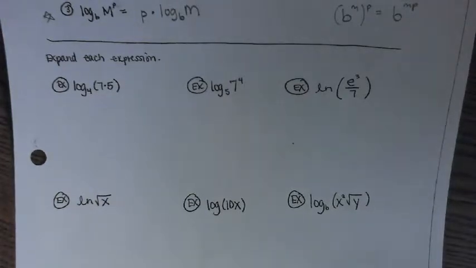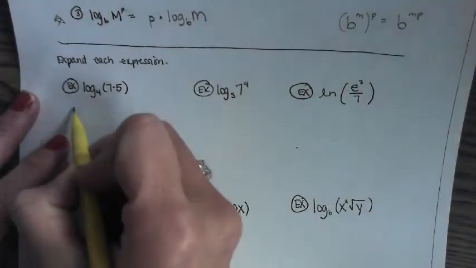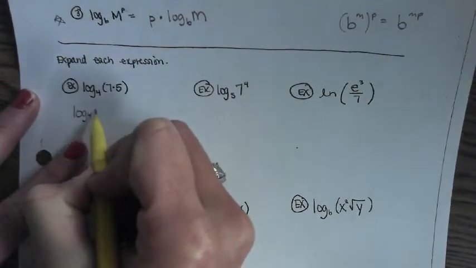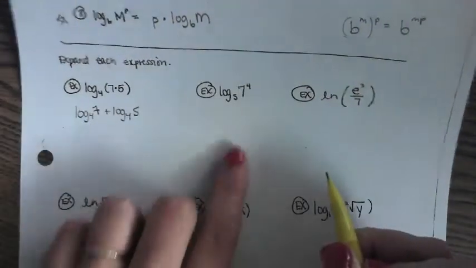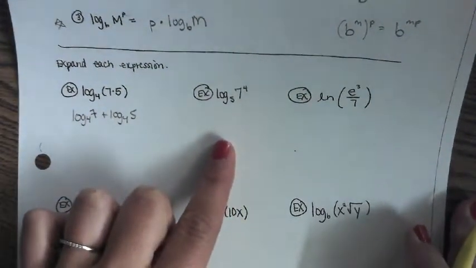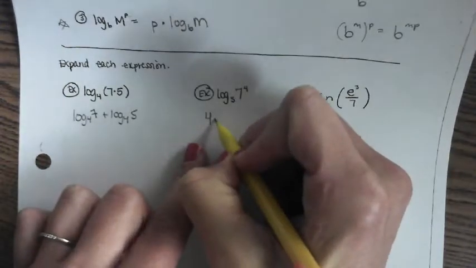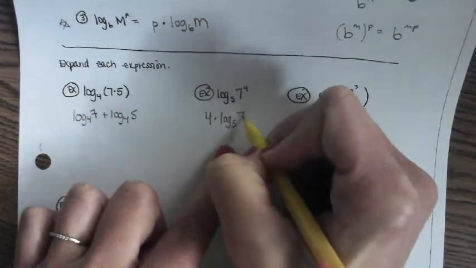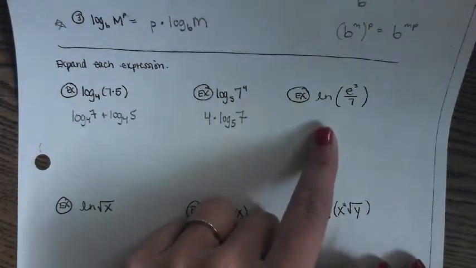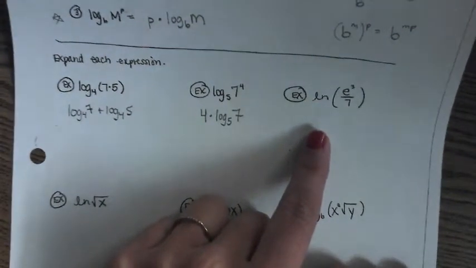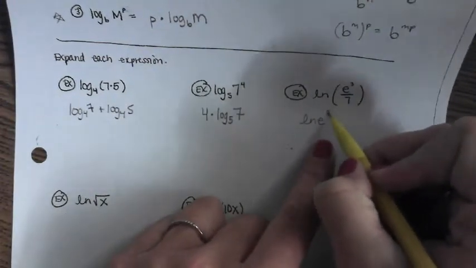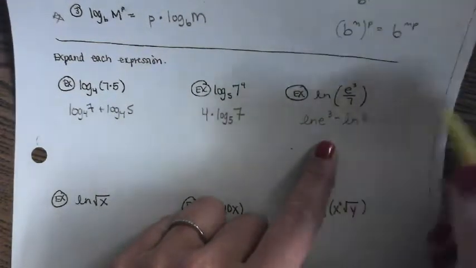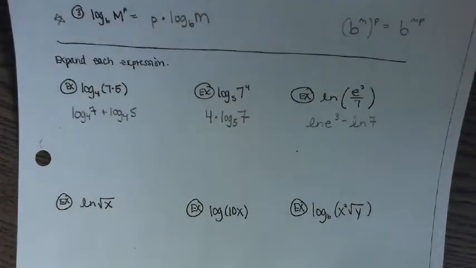Okay, Zach, would you go for the first one? Good. The second one, Ellie? Good. And the third one, Kendall? Good, okay. Did anybody get anything different for any of the three of those? Jack?